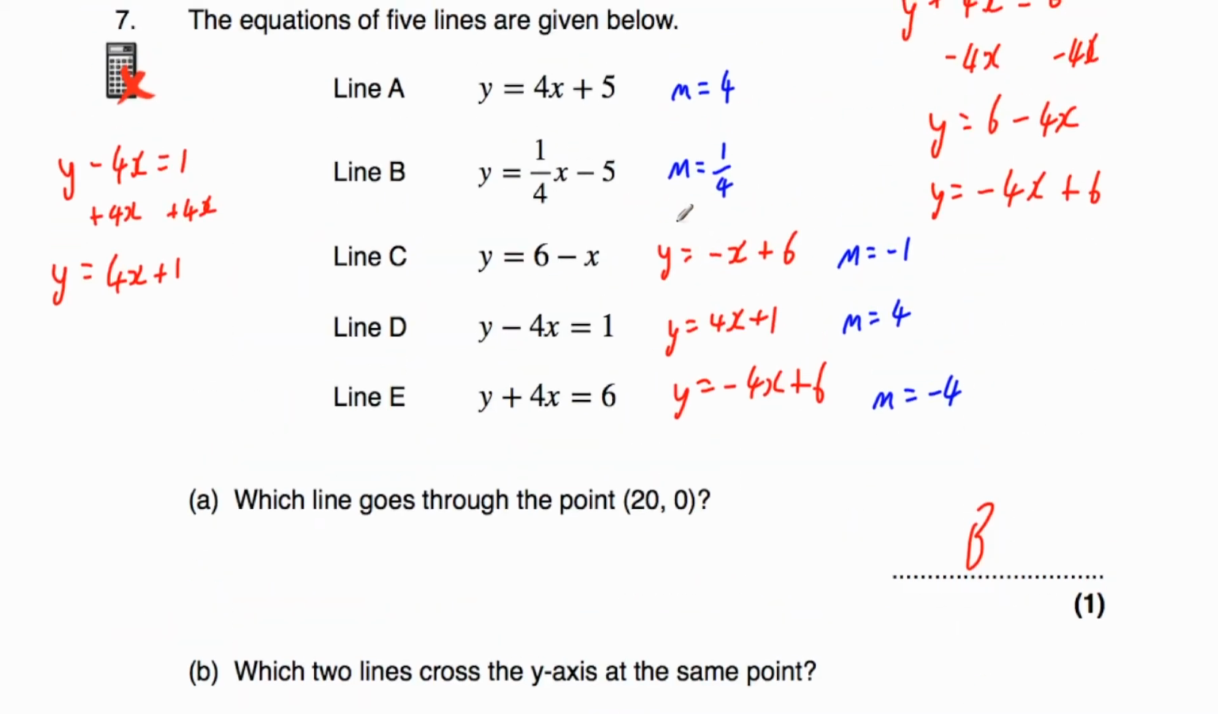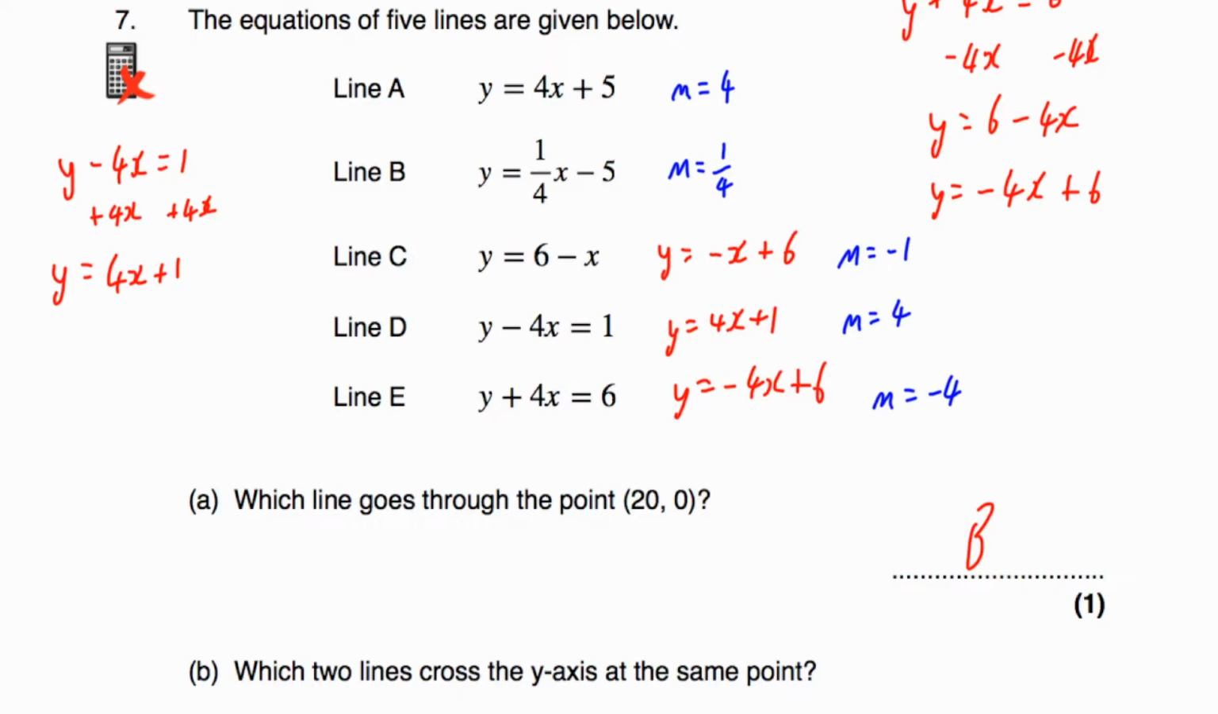And I better just check there's no other answer. So we've done A, we've done B. Let's have a look at C. Well, the gradient of C was equal to -1. The negative reciprocal of that, so it was negative, so let's make it positive, and the reciprocal of 1 is 1. So the negative reciprocal of -1 is 1. And none of the lines have got a gradient of 1. And then D, well, I had the same gradient as A. So the negative reciprocal of 4 was -1/4. And none of the lines have got a gradient of -1/4. And then we're left with our E, where the negative reciprocal of -4 will be 1/4.